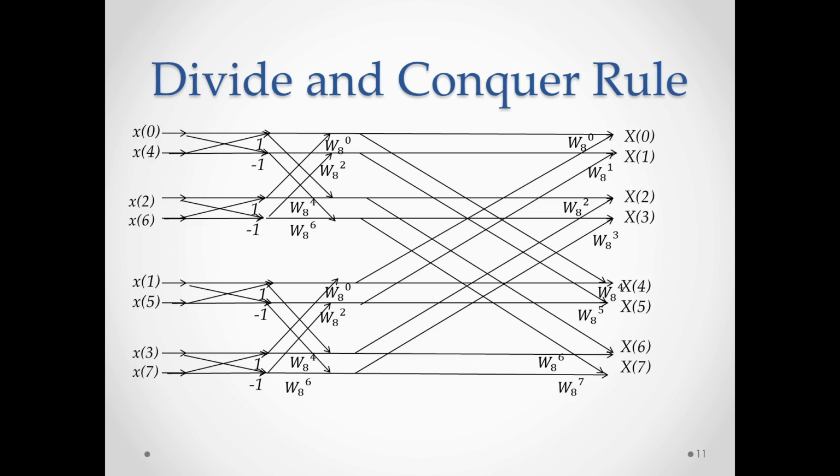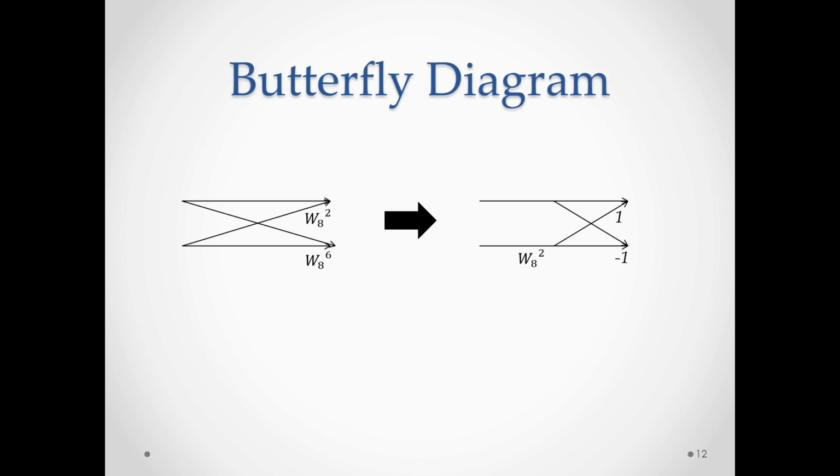One more interesting fact is that, let's draw a unit circle diagram and let me define what the other interesting fact is. This is our W_8^0, this variable is W_8^1. The next variable over here is W_8^2.